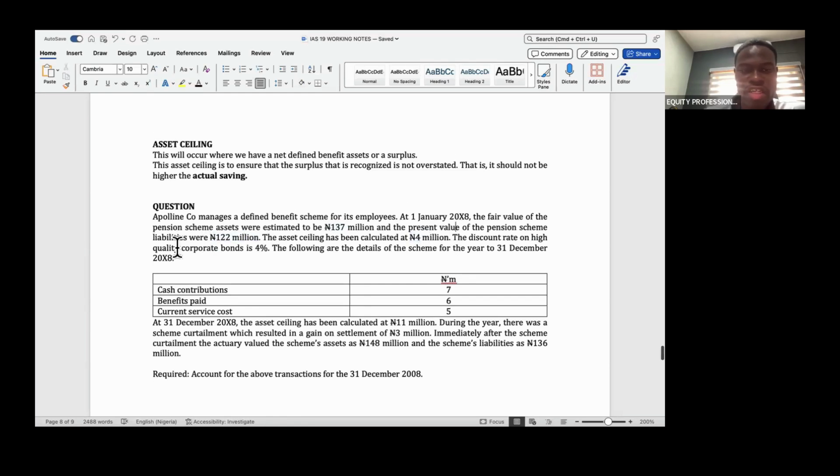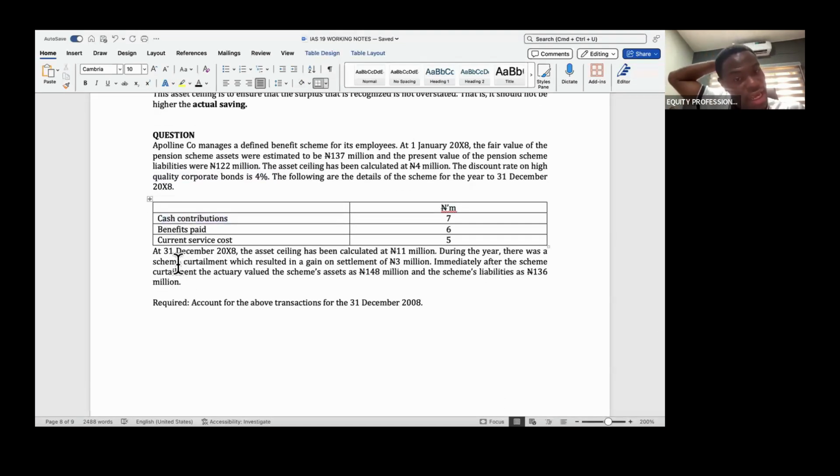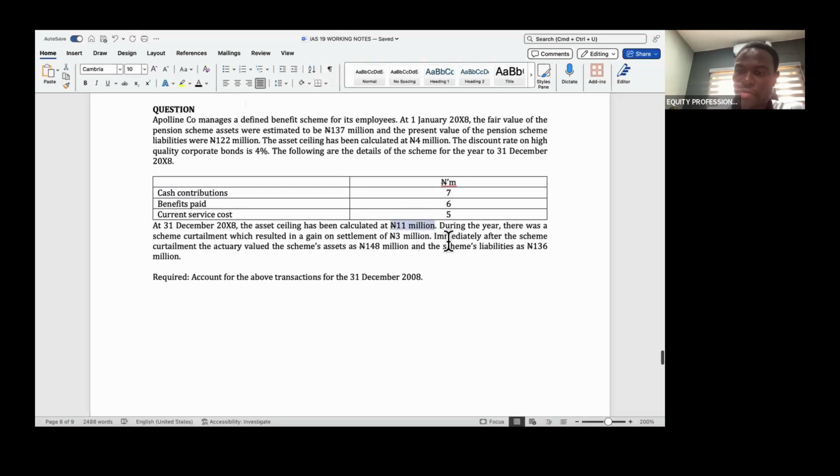So discount rate on high quality corporate bonds. Okay, this one is a very expressive correction. I remember I told you that practically the way you get this discount rate is by looking at corporate bonds that are high yielding, something like this. They told us in this correction. So the following are details of the scheme. They give us contribution, benefits, current service costs. Then at the end of the year, asset ceiling is now 11 million.